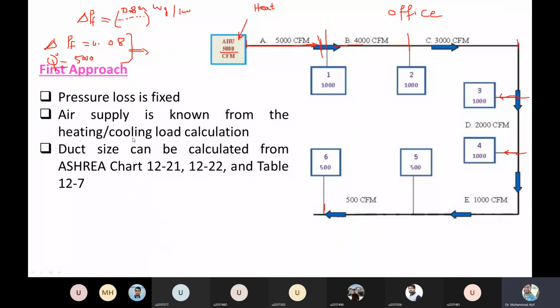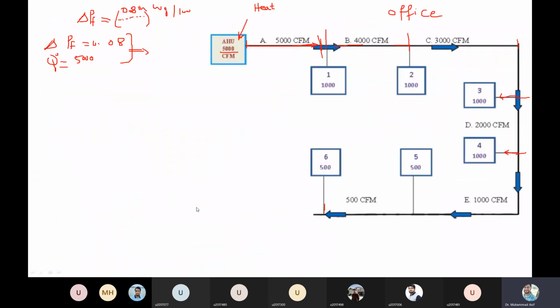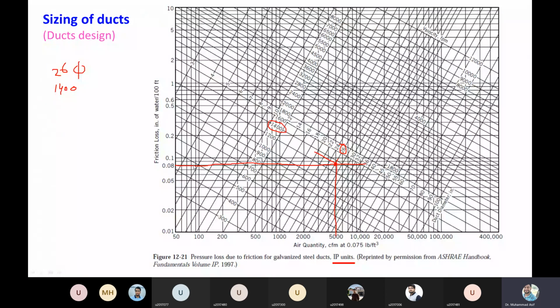Previously, we don't know the velocity. I just know the range of the velocity. I know that in private offices, the maximum velocity should be 2000. This is the maximum limit, but what exactly can we read from the table? Once we figure out the point, we know that the diameter of the duct is 26 and the velocity is very close to 1400 feet per minute, right? So this is the size of the duct.